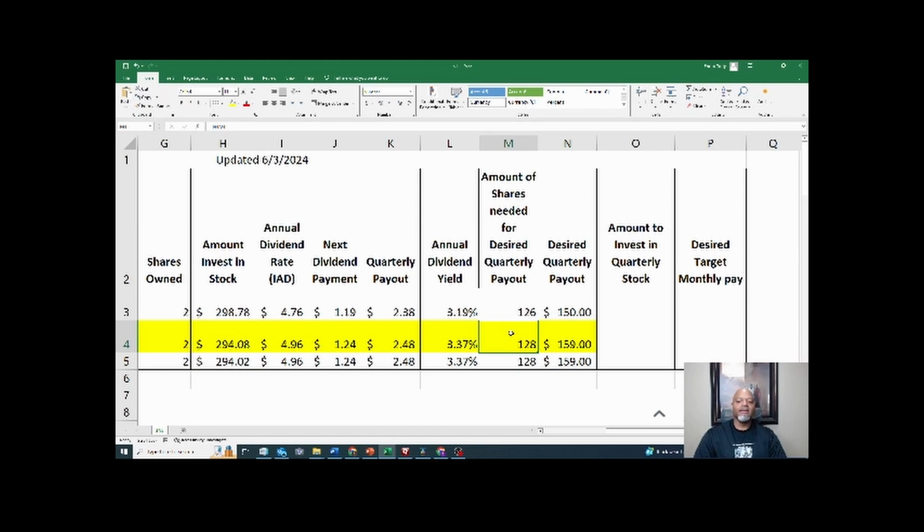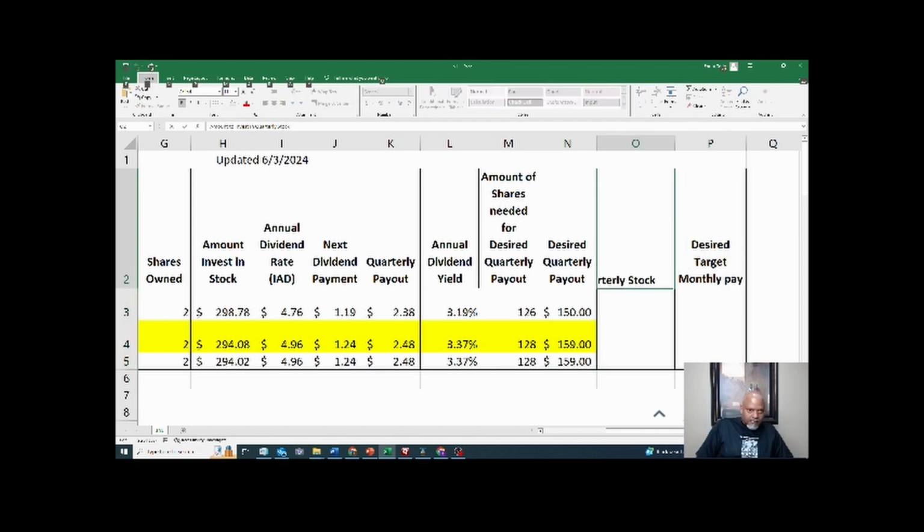If I stop at 256 shares, then I will be getting 8 shares of stock every year, or two shares of stock every quarter that my dividends will be buying for me automatically. So this is very similar to this, but this is for retirement. Now I'll change the name of this. So, amount to invest in quarterly stocks. We'll do it right now.